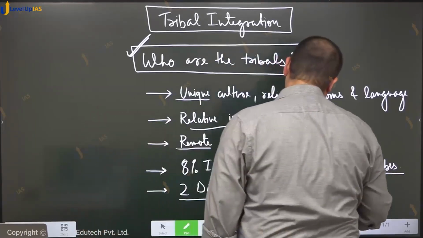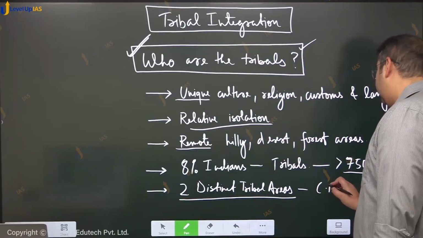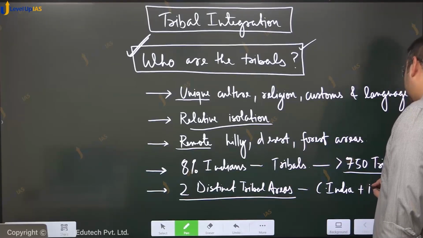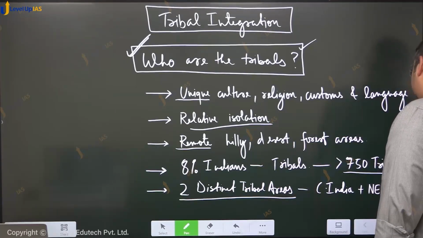कौन से? सेंट्रल इंडिया और दूसरा नॉर्थ ईस्ट इंडिया.